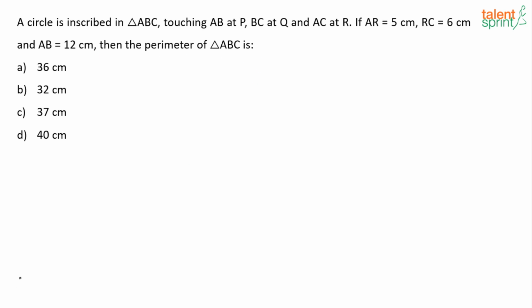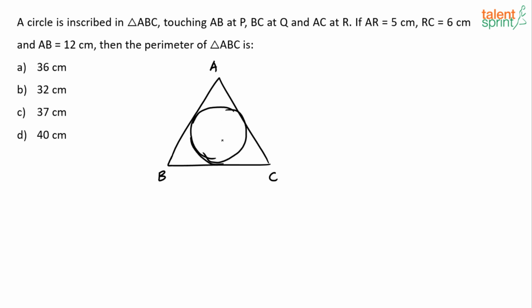Now this is an interesting one. In fact, we had solved a similar question in one of the earlier sessions as well. See what happens here. A circle is inscribed in a triangle ABC. Here's the triangle ABC. Let's draw a circle inside this triangle. Now don't go by my drawing, assume that this is a circle. Now it says the circle touches AB at P.